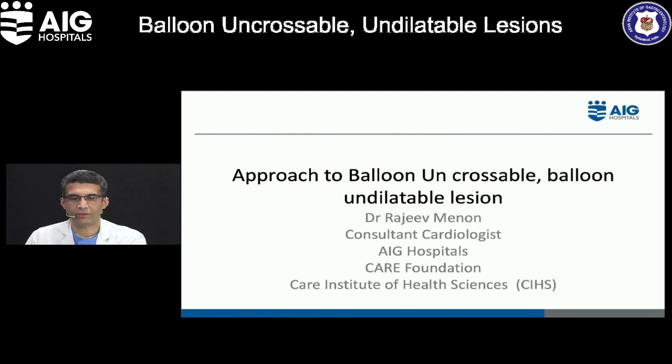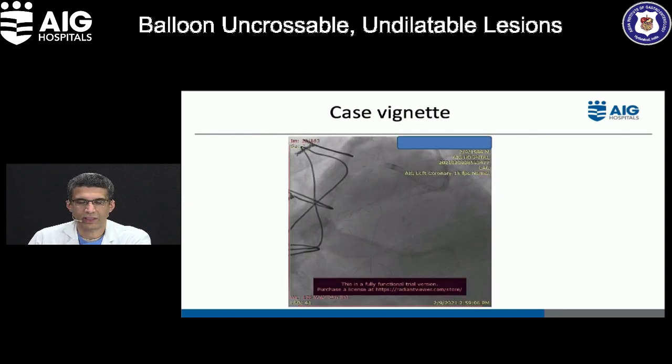Over the next 20 to 25 minutes, I'll take you through a few case examples and see how we approach a balloon uncrossable and a balloon undilatable lesion. I'm sure each one of us, at some time or the other in practice, might have encountered this type of situation. As we go through different terms like rotor regret, stent regret, balloon regret, we all know there was always a time when we cursed ourselves that we didn't follow the algorithm and landed in trouble in the end. So let's start with a case vignette.